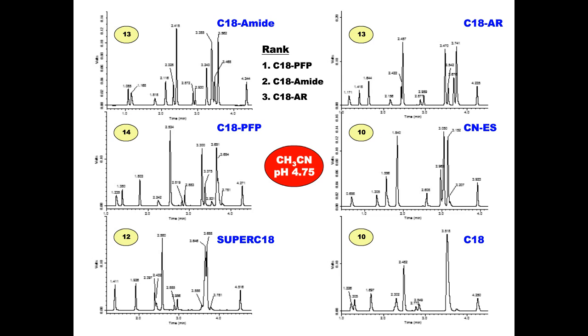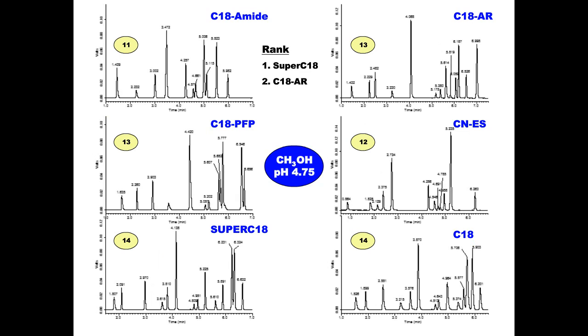Lastly, the slide with methanol and pH 4.75 ammonium formate. In this case, the Super C18 came out number 1 with 14 peaks separated, followed by the C18AR, which I gave a little bit more weight to, even though C18 PFP had 13 as well, because of the potential for being able to optimize this more readily.